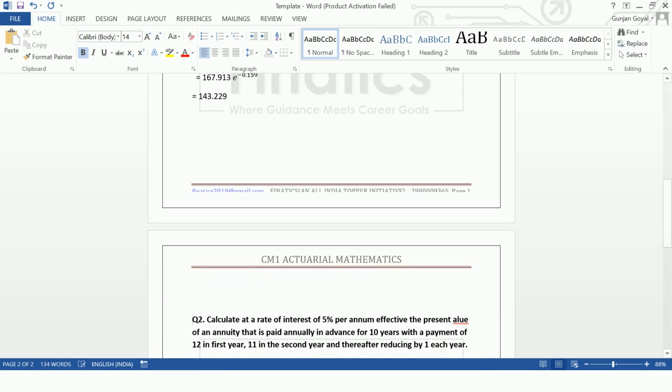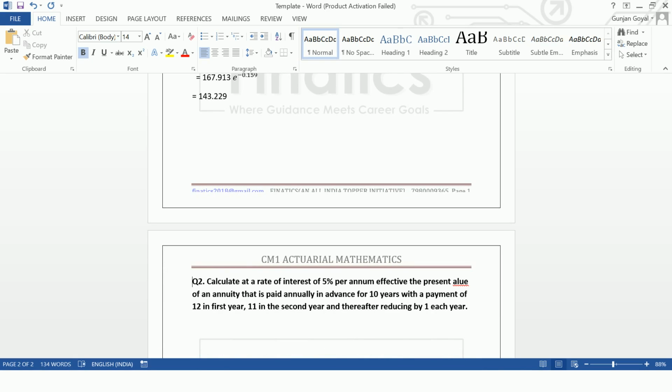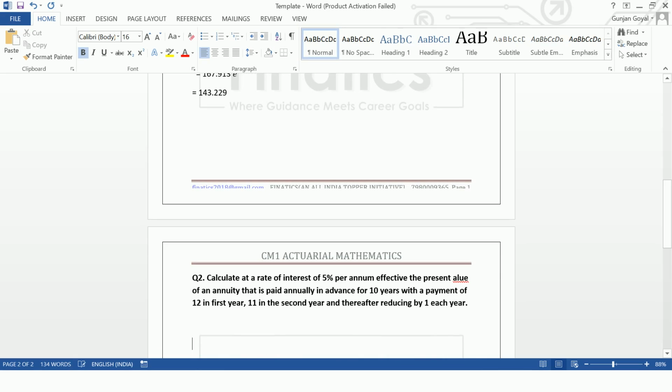Okay, let's do this next question. Calculate at a rate of interest of 5% per annum effective the present value of an annuity that is paid annually in advance for 10 years with a payment of 12 in the first year, 11 in the second year, and thereby reducing by 1 each year.